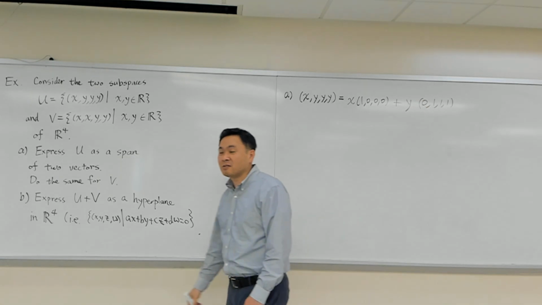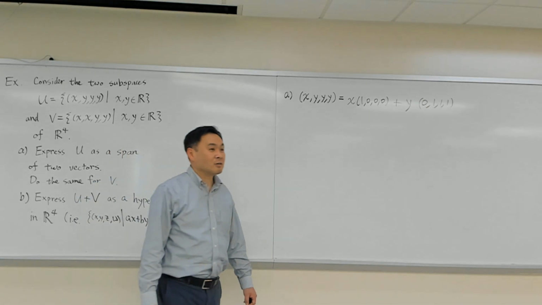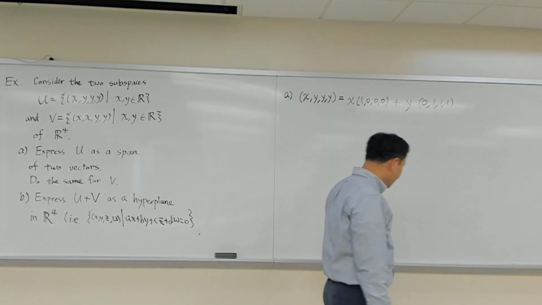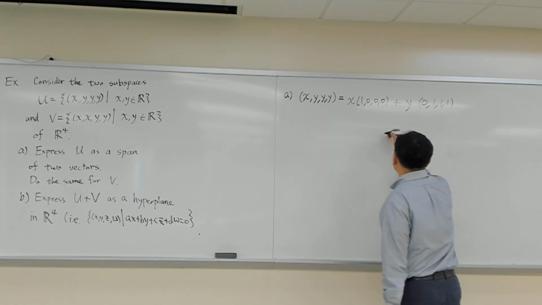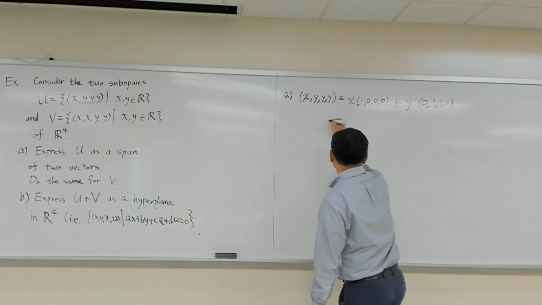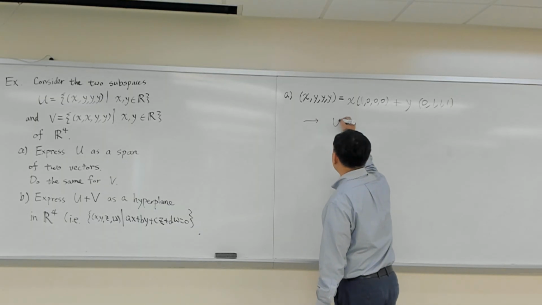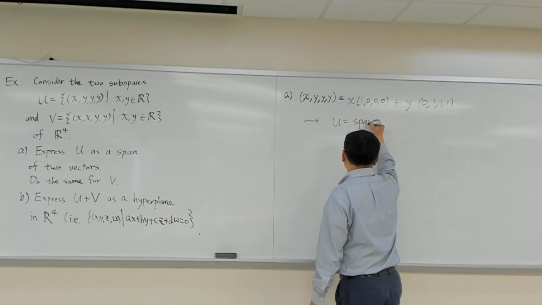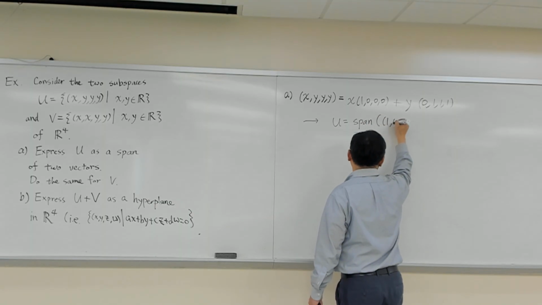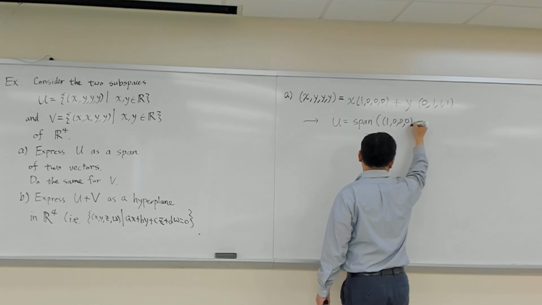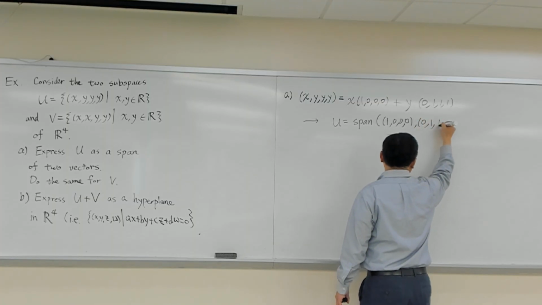Right? That's right, right? Okay. So this obviously shows that U is equal to span of (1, 0, 0, 0) and (0, 1, 1, 1).